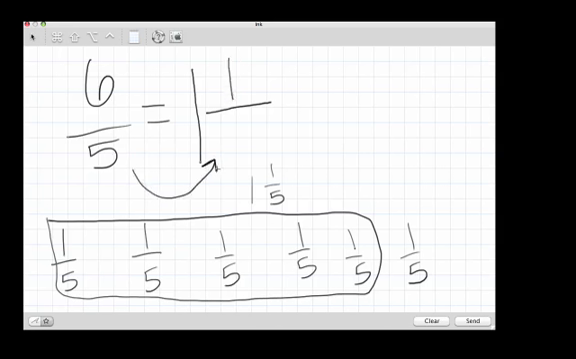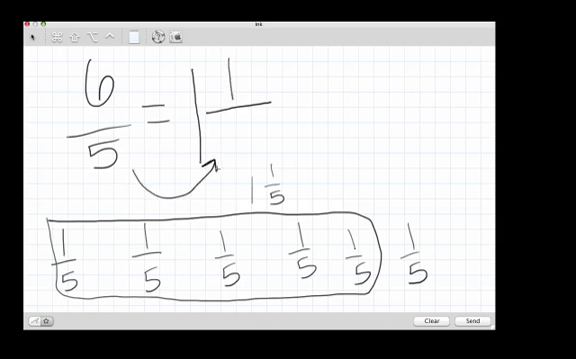Let's try a different example. Let's say we have 10/3. We ask ourselves, how many times does 3 go into 10 without going over? 3 goes into 10 3 times with 1 left over, and we're dealing with thirds. This will always be the same. We're dealing in thirds. This right here is the remainder. So this 1 is the remainder after we divided 10 by 3.